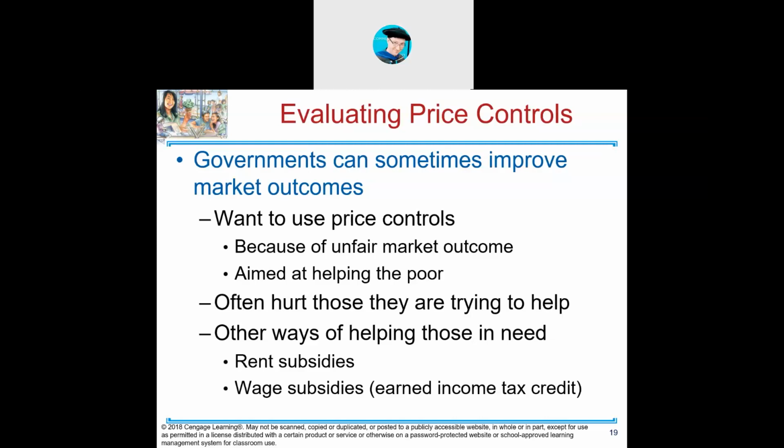But there's a flip side to that coin, right? Other ways to help those in need is to provide them with rent subsidies instead of setting price controls, because price controls ultimately hurt the overall economy by setting price ceilings and floors. So rent subsidies would be a better option. Wage subsidies would be a better option.